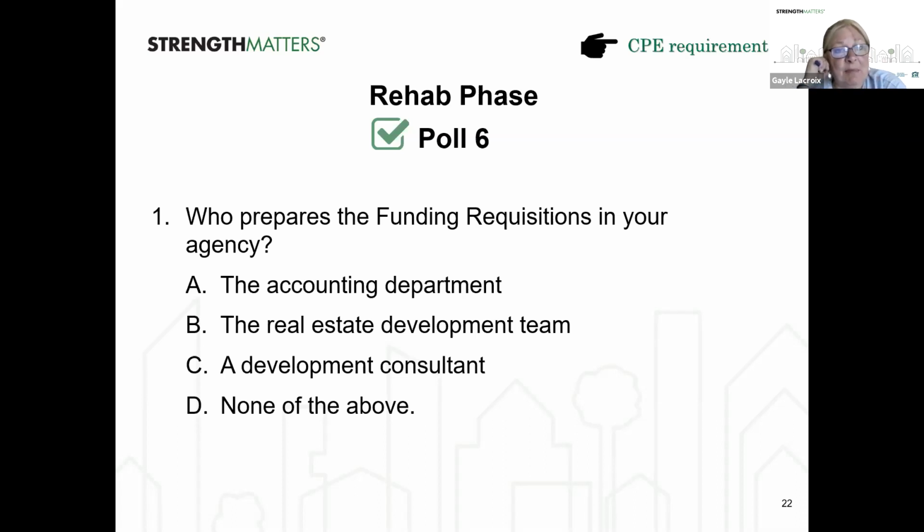I will say that I've been pretty successful in negotiating to have the accounting department do it and have the development team reviewing it. I think that sets up a nice set of internal controls, but it's really up to you and how you organize that for your organization.